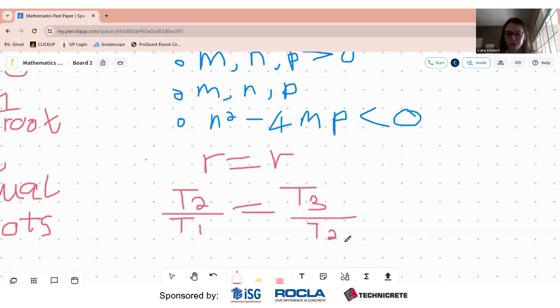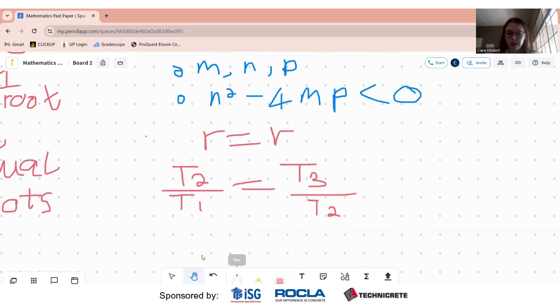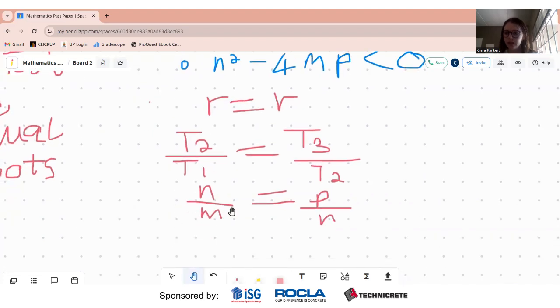Now, in this question, T2 is n, T1 is m, and I set that equal to T3, which is p, over T2, which is n. Now I've got an equation, and equations are good because it means I can solve stuff.